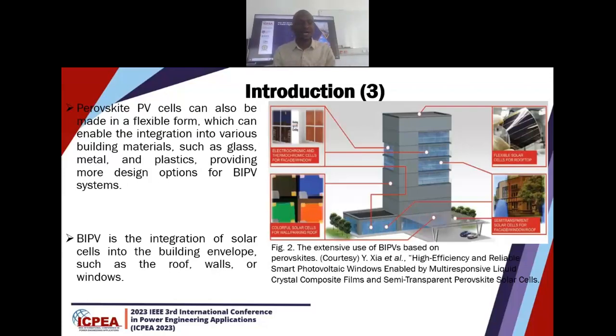BIPV is an integration of solar cells into the building envelope, such as roof, wall, and window. As you can see in figure 2 here, it demonstrates how solar cells can be used as a window for a building, on top of the roof, and on top of maybe a garage.